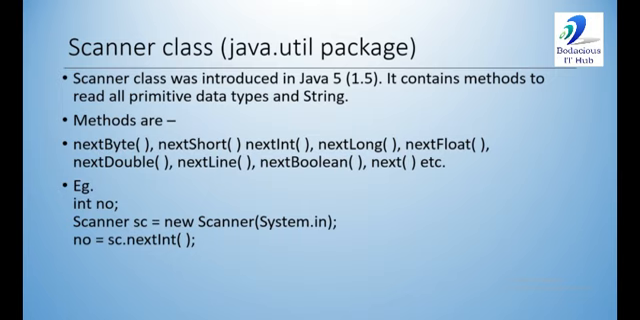Now we discuss the Scanner class. The Scanner class was introduced in Java's 1.5 version. It contains methods to read all the basic data types like int, float, long, double, and using the nextLine method we can read strings also. This is how we create a Scanner object. Scanner reference variable is new Scanner, and System.in represents the standard input stream, and the source of the standard input stream is the keyboard. So it will take input from the keyboard.